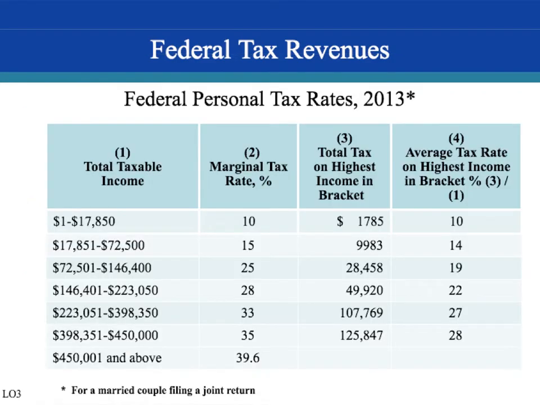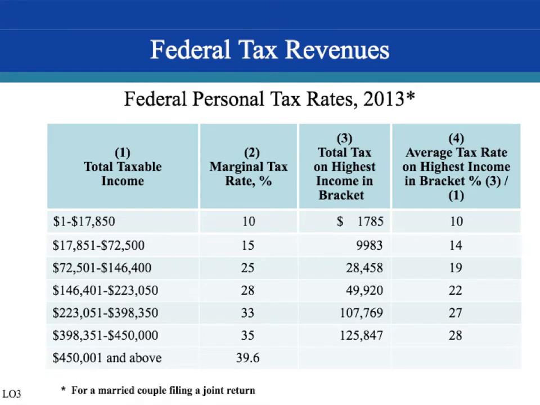So we see here that for any income from $1 to $17,850, the marginal tax rate is 10%. The highest income here is $17,850, so 10% of that, the total tax is $1,785. The next tax bracket is $17,851 to $72,500, and the marginal tax rate on this is 15%. The one after that is $72,501 to $146,400, so 25% for this one. And then so on. You can see the next tax bracket.